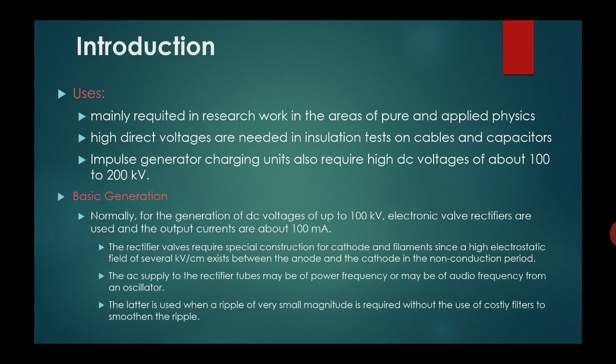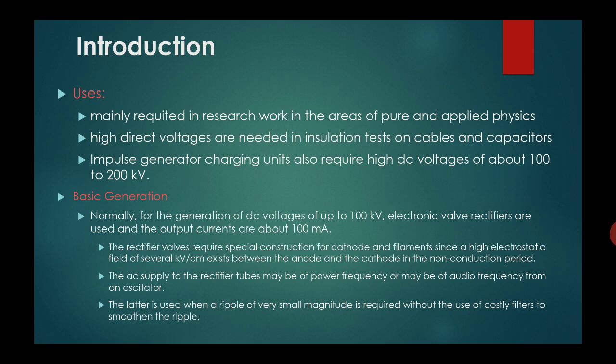The AC supply to the rectifier tubes may be of power frequency or may be of audio frequency from an oscillator. Now, you know what a rectifier does? A rectifier converts AC to DC. So the input AC can be of power frequency or audio frequency that is generated by an oscillator. The latter is used when a ripple of very small magnitude is required without the use of costly filters to smoothen the ripple. So when do we require an audio frequency value?